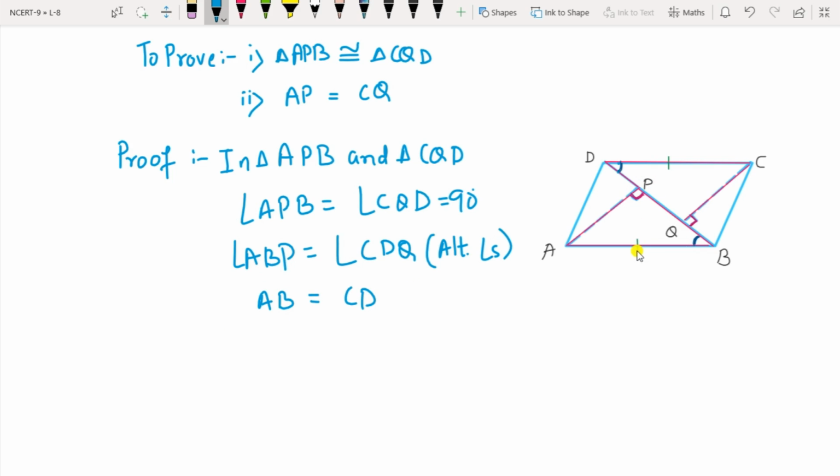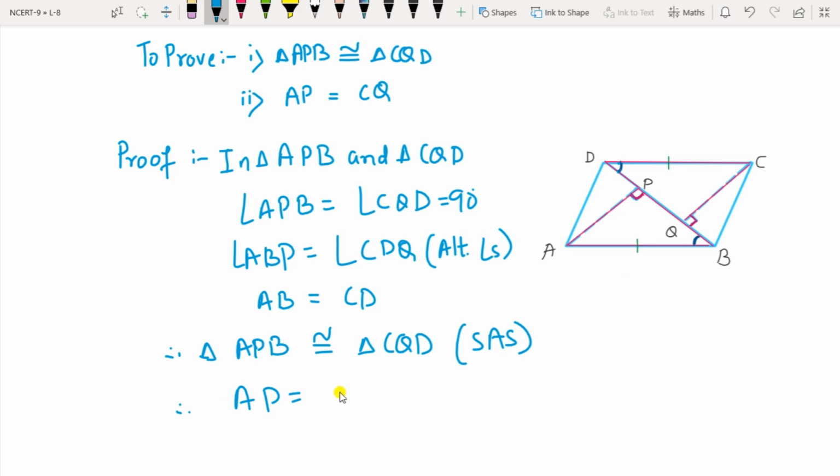These are the opposite sides of parallelogram, and therefore triangle APB is congruent to triangle CQD by SAS, two sides and angle, okay, SAS, and therefore the CPCT becomes that AP is equal to CQ, that is the CPCT. That is your second point. So this was the first point to be proved and this is the second point. Okay.